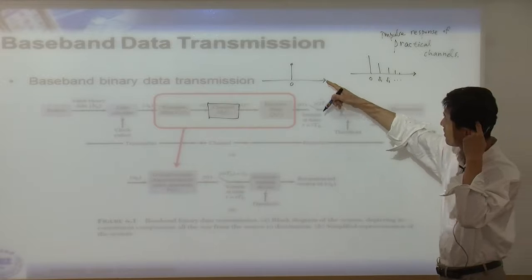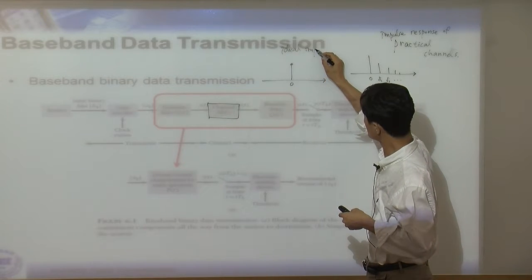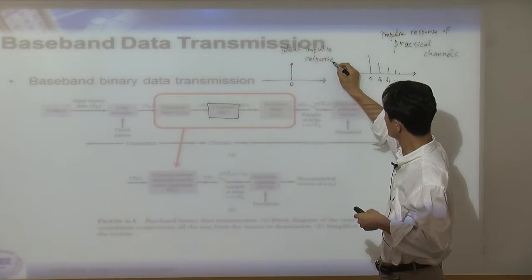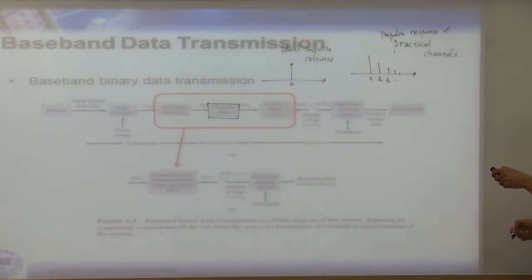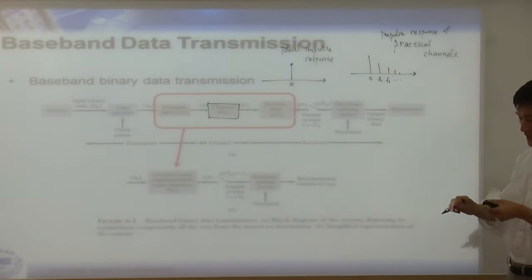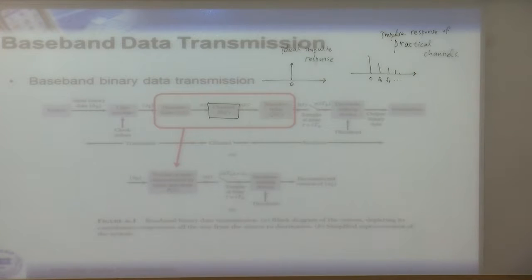So this is a perfect, ideal impulse response. But of course, we cannot get this, right? In practical channels, most likely you have this kind of impulse response. We are looking at this one, right? So this channel has this impulse response. Now, when you have this impulse response here, what's going to be the problem?